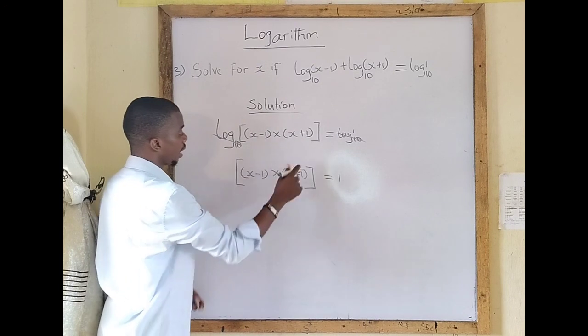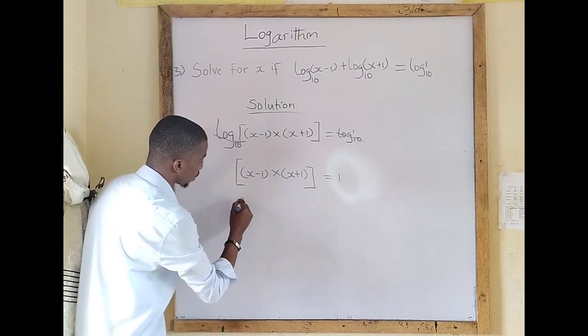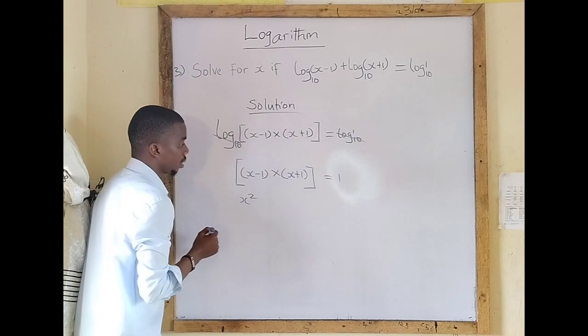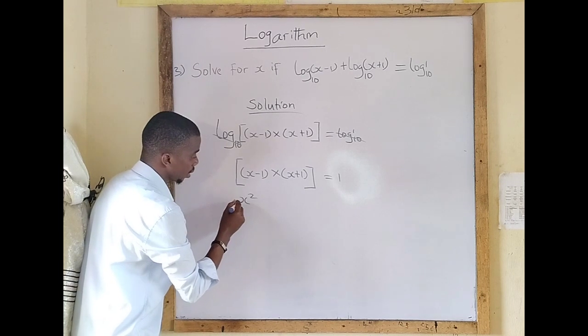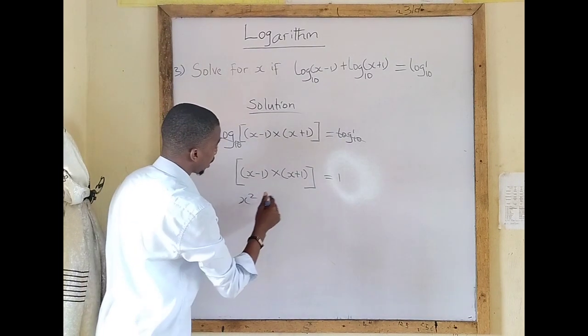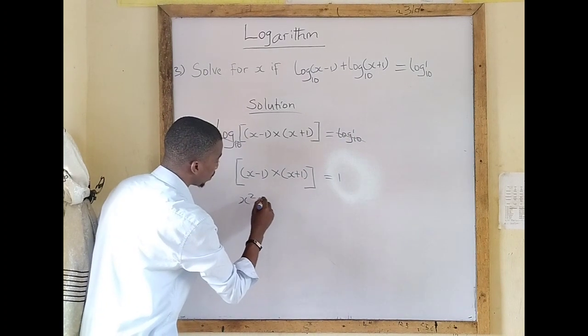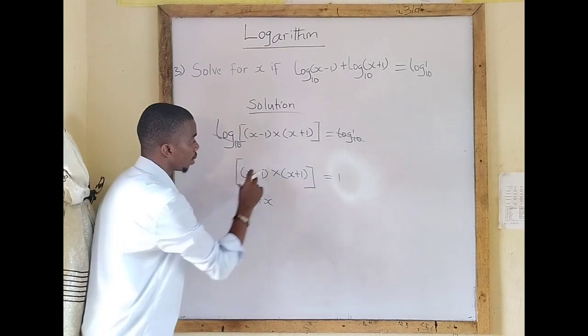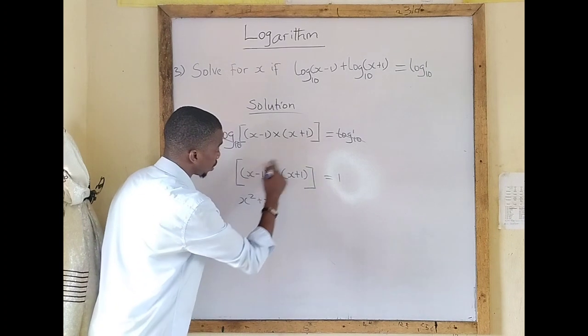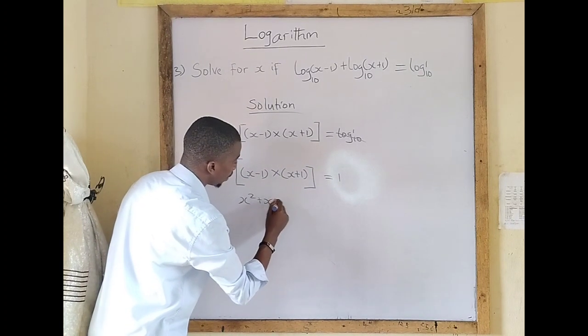From here we'll multiply. x times x is x squared. You have x squared here. Now x times plus 1, we have plus x. And minus 1 times x, we have minus x.